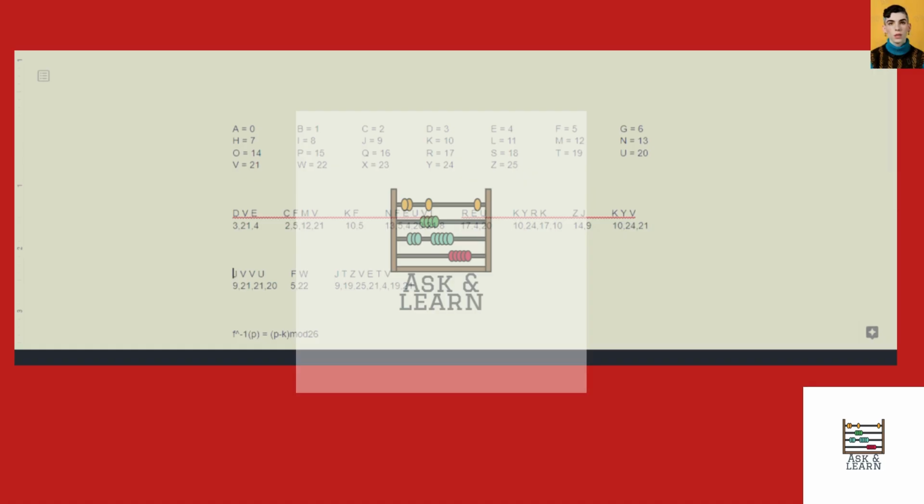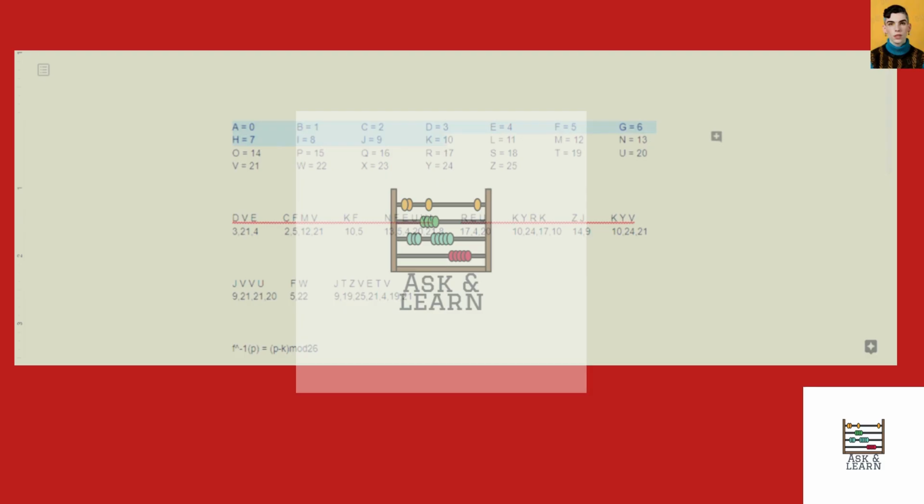Okay, so for this particular problem, we have my letters and what they're associated with, and then we have the original cryptogram. I've already assigned the letters based on what they actually are, and we're going to use the inverse, P minus K mod 26. P is whatever the letter value is that's been assigned in the cryptogram, and K is the key and what letter it stands for.